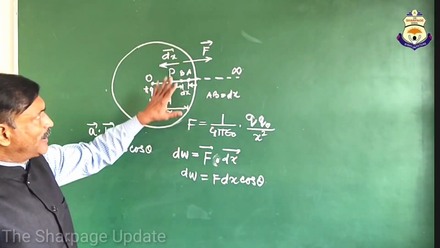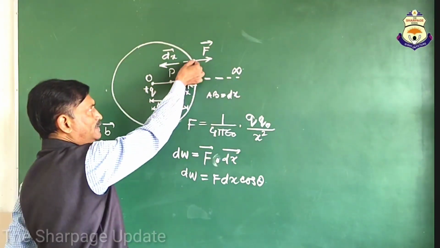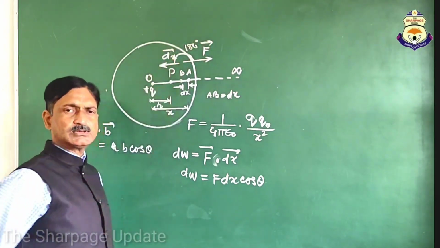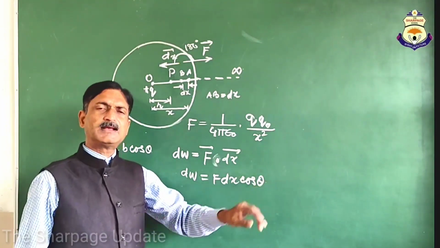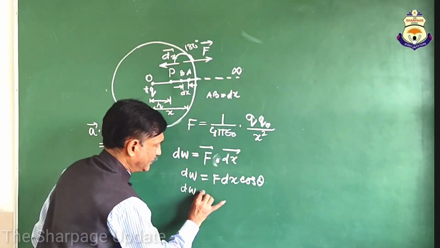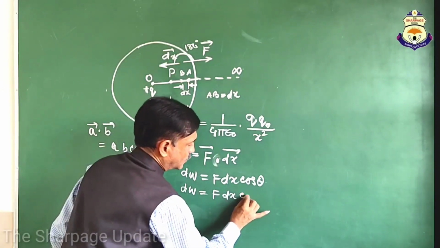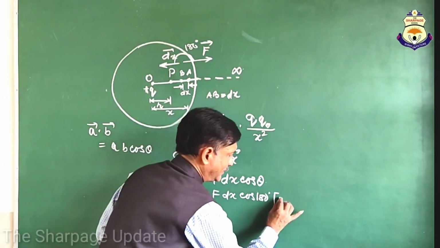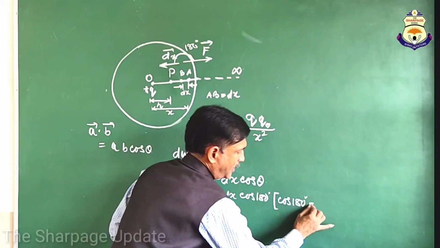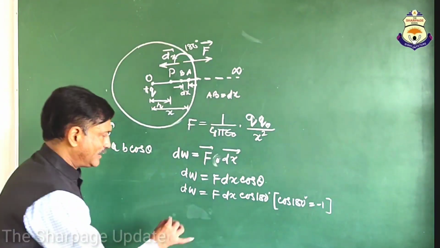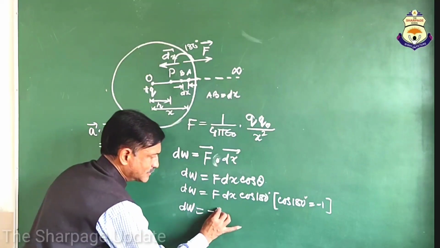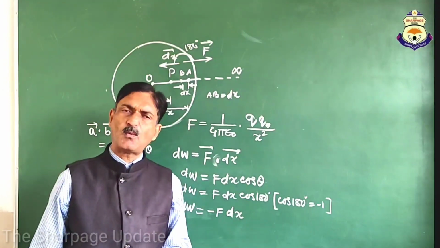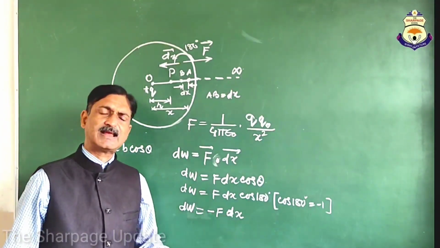And we can see by this figure, the angle between the direction of force and the displacement is 180 degree. So we can substitute 180 degree here in place of theta, means dW equal to F dx cos 180 degree. And as we know that the value of cos 180 degree is equal to minus 1. So by substituting here minus 1, we get dW equal to minus F dx.